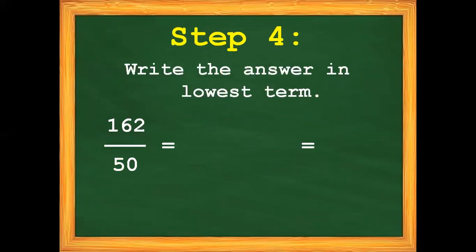Step number 4. Write the answer in lowest term. So what are the prime factors of 162? We have 2 times 3 times 3 times 3 times 3. How about 50? We have 2 times 5 times 5. So we will now cancel the greatest common factor, or GCF, and that is 2.